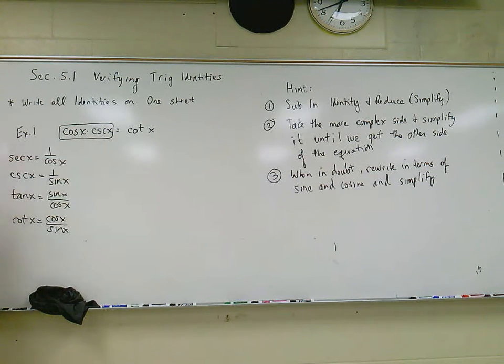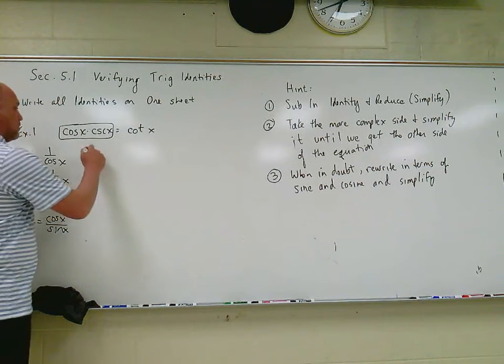So when I look at this, I have cosine times cosecant. Well, if I'm not sure what to do, always take the one that's not a sine or cosine and substitute it. So cosecant can be written as what?